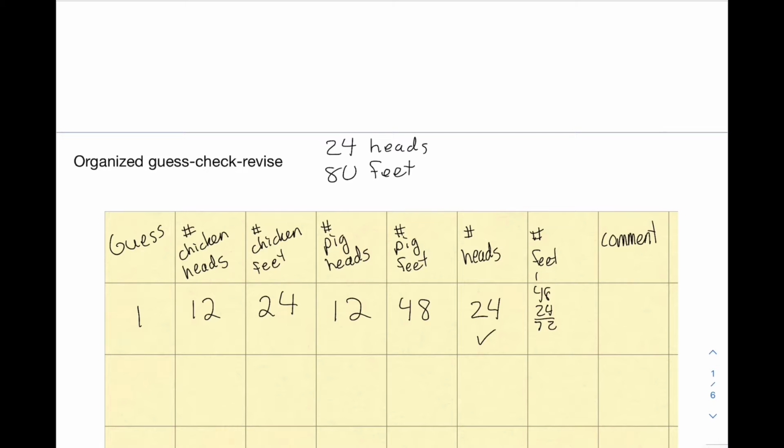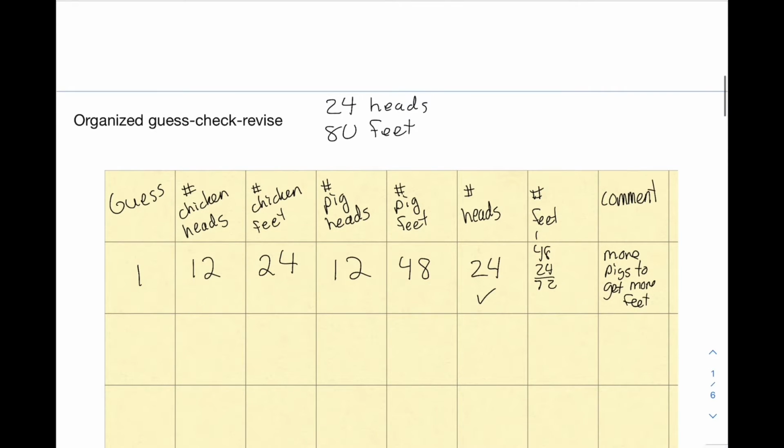72. I need more feet. How do I get more feet? I add more pigs. So I need more pigs. Okay, so now I'm going to take that information and make my second guess.